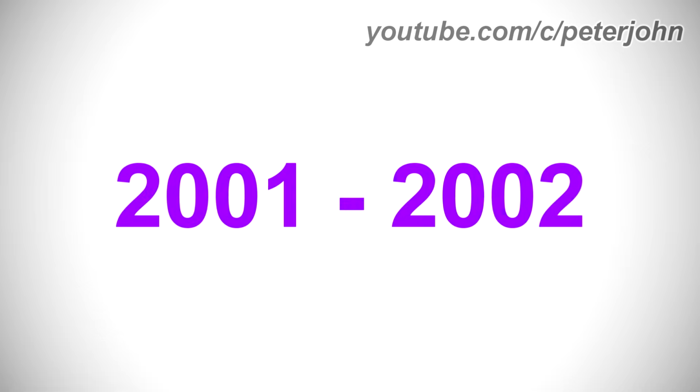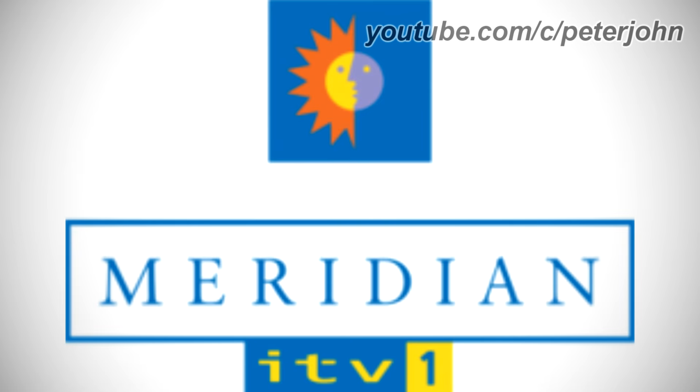2001 to 2002, now on the right of the blue rectangle on the bottom there is a yellow square, and on it, there is a blue number 1. Here is a bumper.